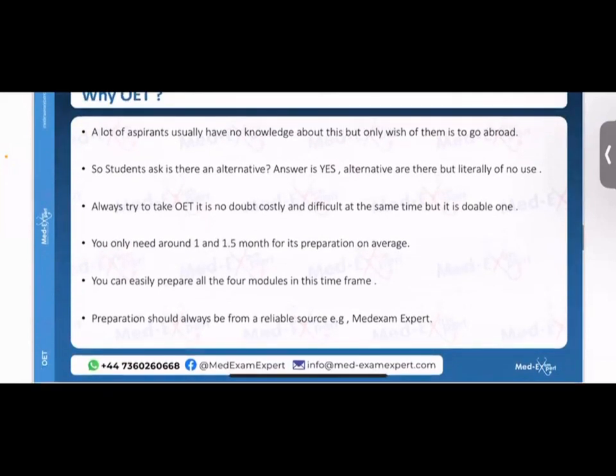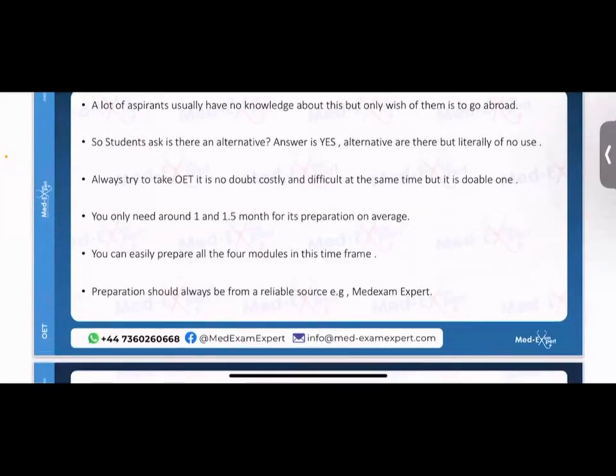So it is a very advisable thing to do, because I know that it is a very costly exam. I know that it is also difficult, but still it is doable. You only need around one to one and a half months of preparation for it on average, and you can easily prepare all the four modules in this time frame. I'm not talking only about reading, not only about writing. I'm talking about all the four modules, and this is the perfect time frame to pass this exam. Hardly two months are required for the preparation of this exam.